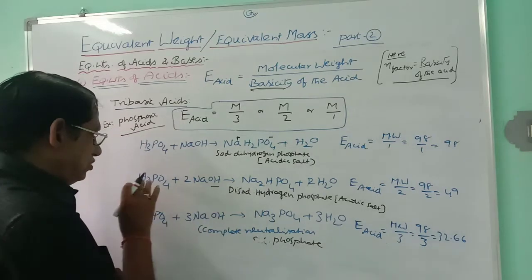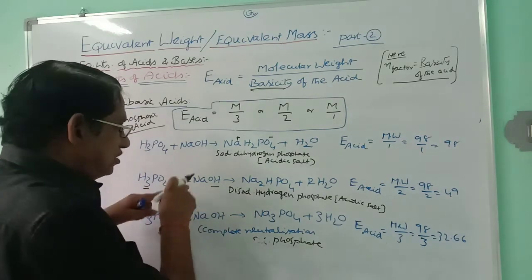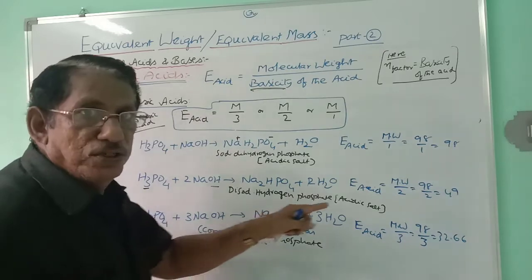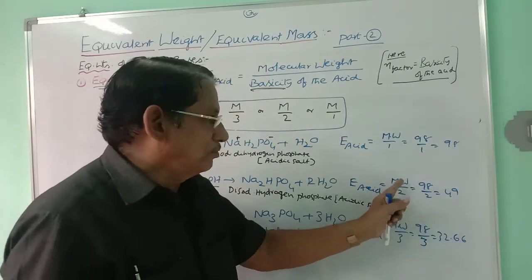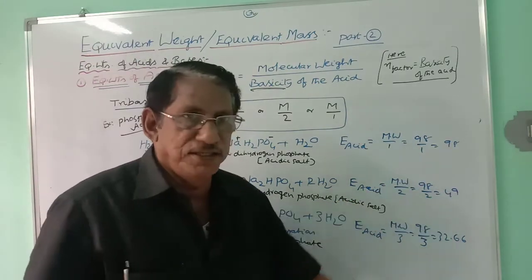And here, as 2 hydrogens are replaced by OH groups, the basicity in this particular reaction is equal to 2. And so, equivalent weight of the acid is equal to molecular weight by 2, 98 by 2 is equal to 49.